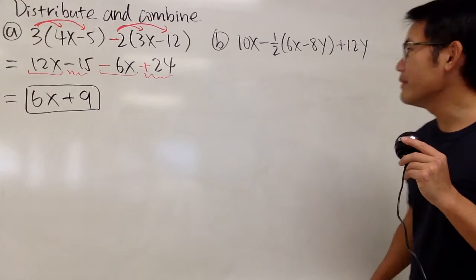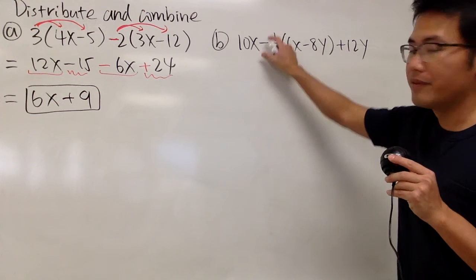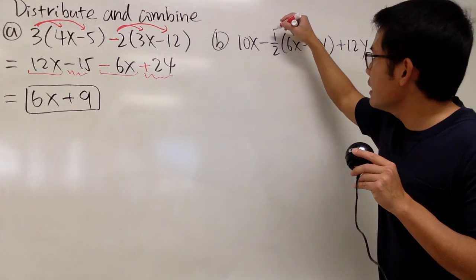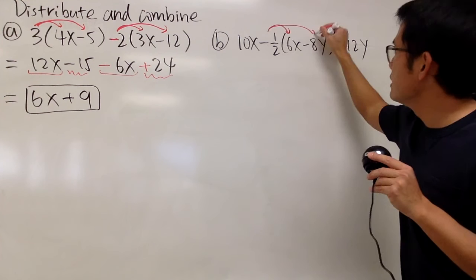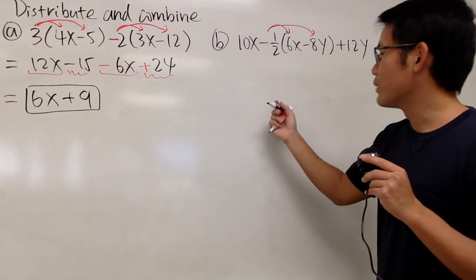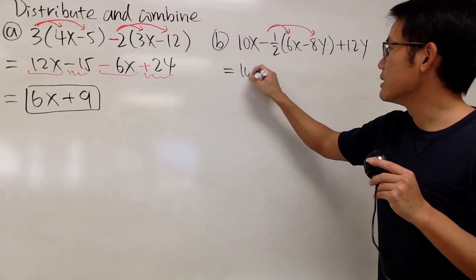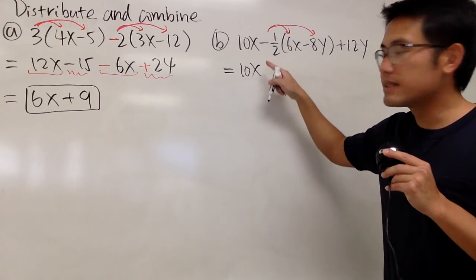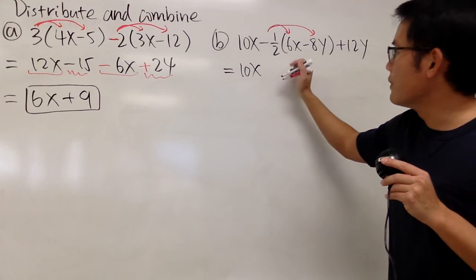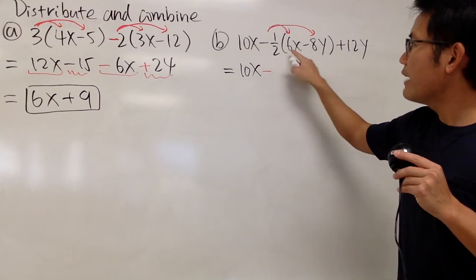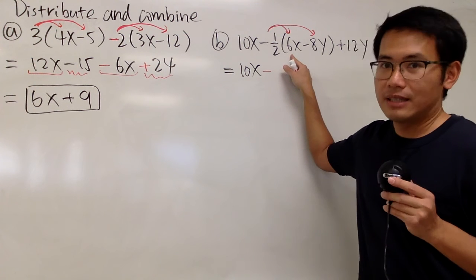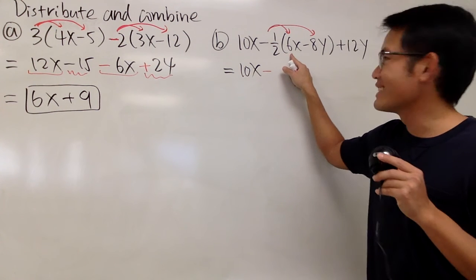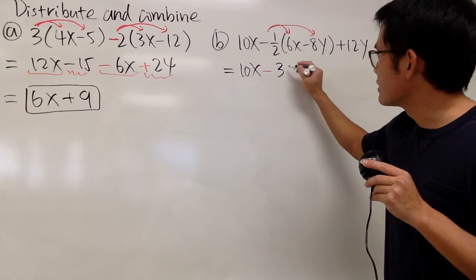As for the second one, again, we have this parentheses and then we have this number in front. This is negative 1/2, but still, we will take this and then distribute in, like this and like that. So have a look. Right here, the 10x stays, and the next, negative times positive, that will give us negative 1/2 times 6. You can just ask yourself, what's half of 6? That means 6 divided by 2, and you get 3 for that. So you have 3, and this is the x term.